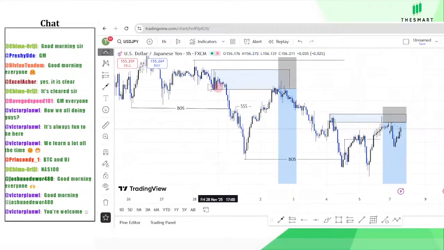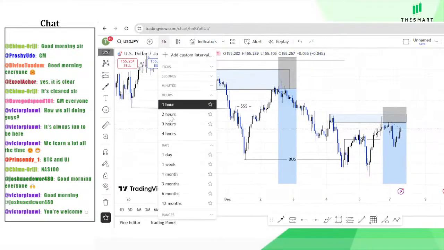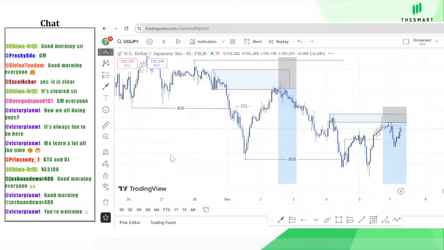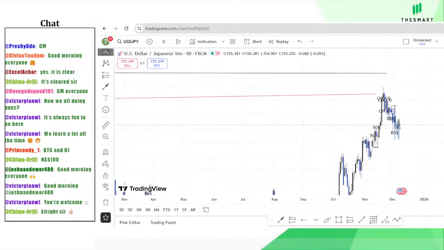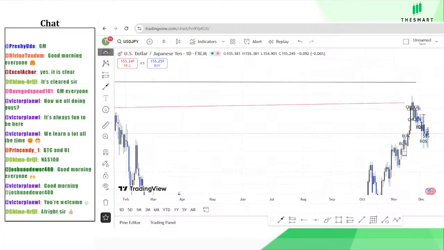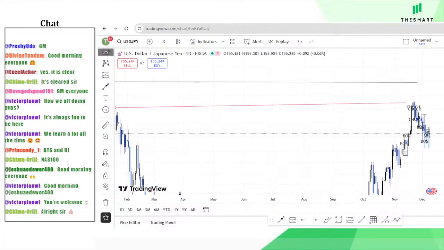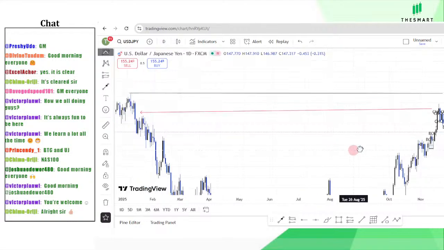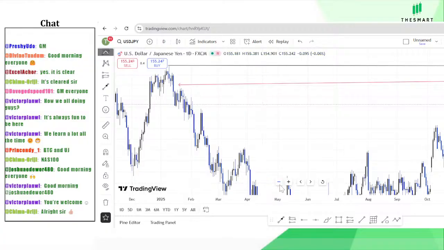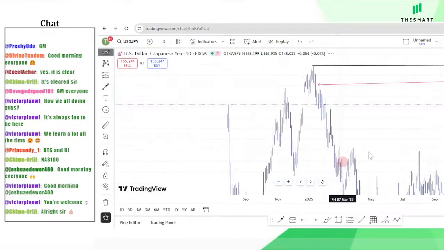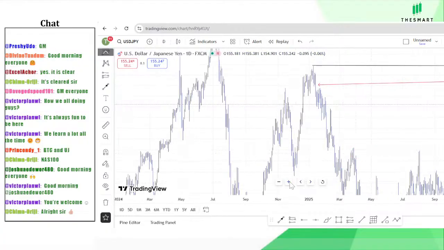Okay, let me see if I can just go to the daily, because these trades are shared on the group, so I believe there's not much explanation needed here. Okay, so on USD JPY, sorry, on USD JPY.